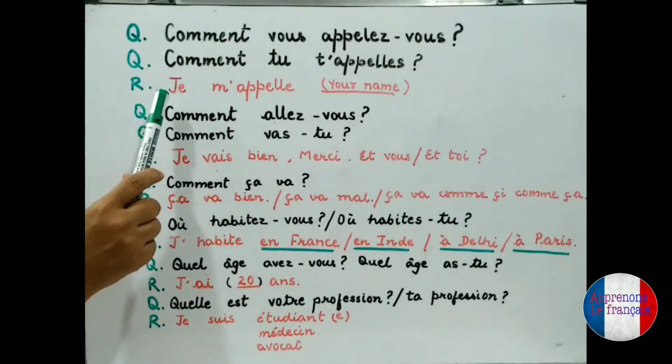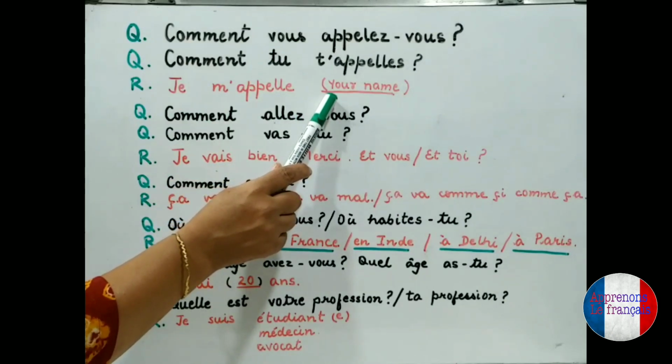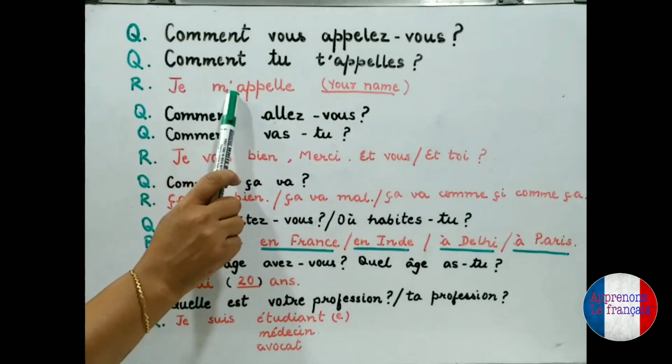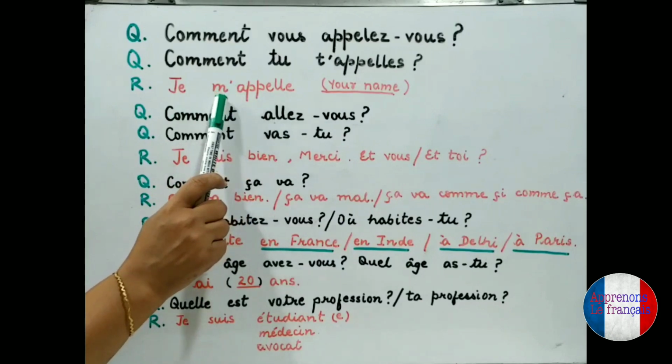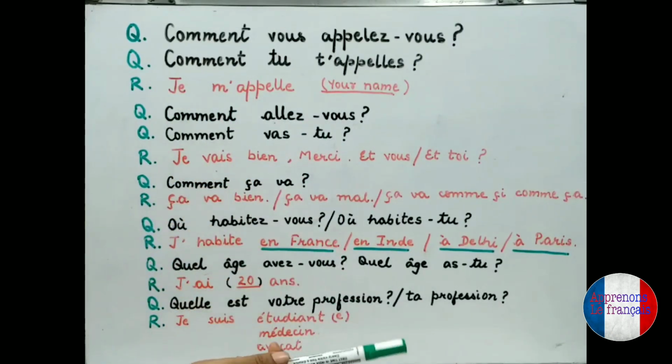Now, the response to these questions would be je m'appelle, and then you have to take your name. Je m'appelle, that is I call myself. Je m'appelle, and then you can take your name, whatever your name is, like je m'appelle Rahul, or je m'appelle Akansha, or je m'appelle Martine, whatever your name is.